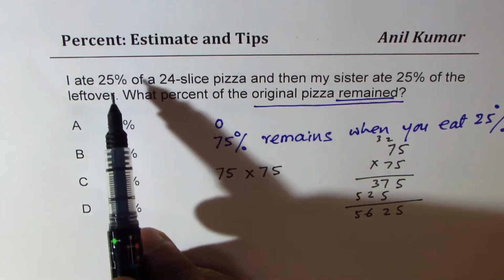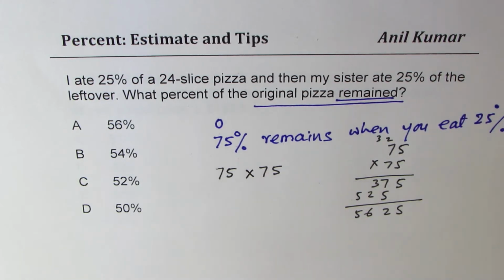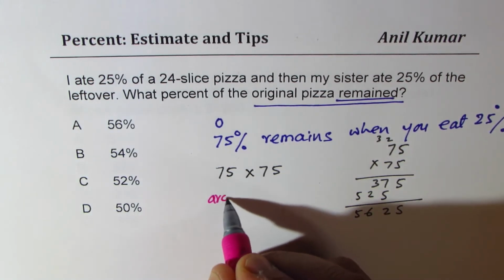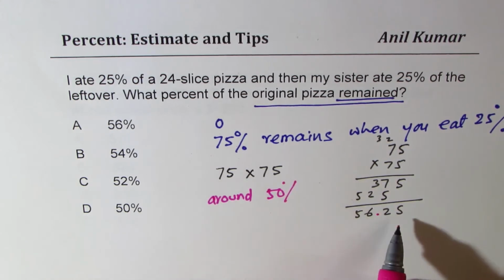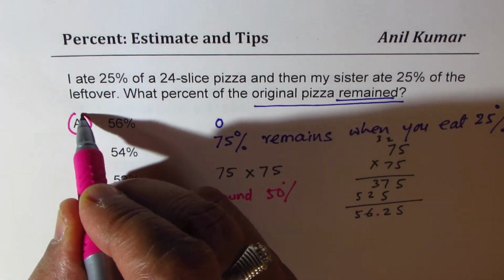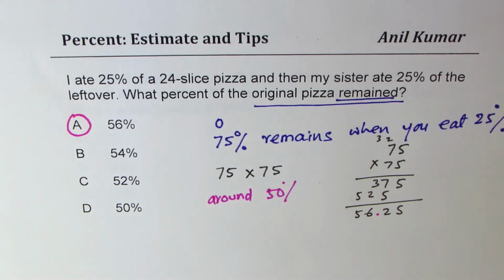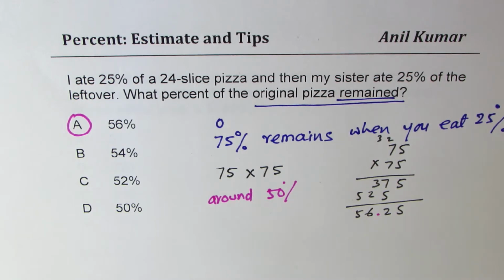Now the estimate: 25 and 25, it means around. So we do an estimate. Estimate is around 50%, and we get that 56.25. So clearly the answer is A. Does it make sense to you? Right? So that is how we have to answer such questions. When we are eating away and we want what remains, we have to look at 1 minus or 100% minus what has been eaten, then work with that number to get the right answer.